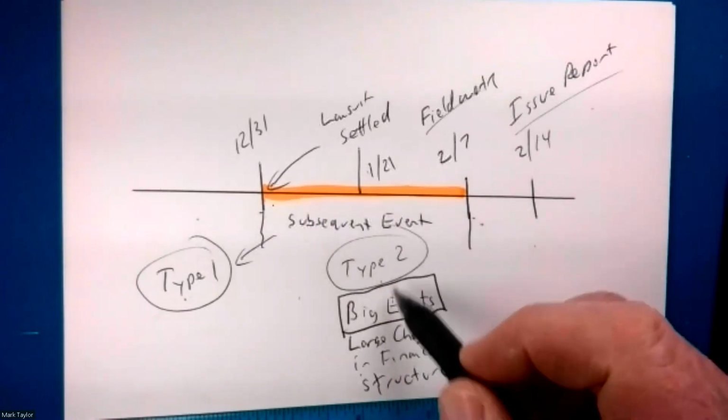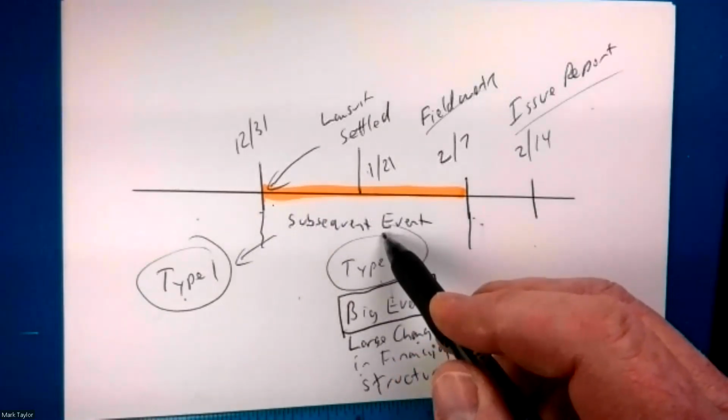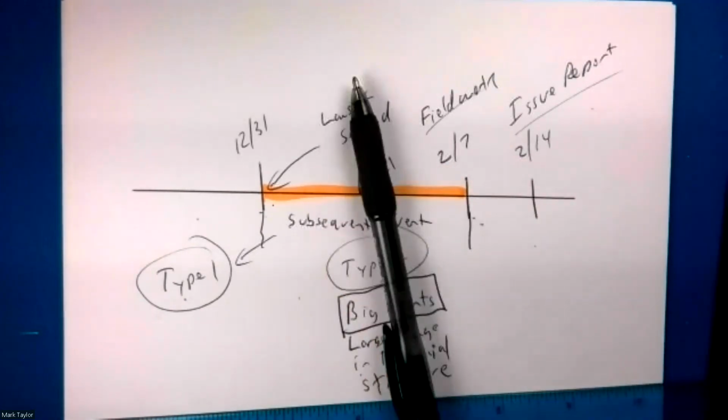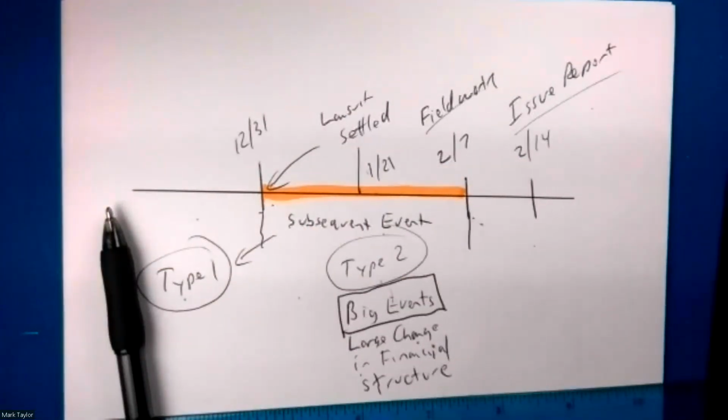Type 2 events are big things, and they generally have to change the nature of the business. What you're really telling the readers is, look, this company is different than it was in last year's financial statements. Maybe they sold off half their business. Let's say they make shoes and socks, and they got a big offer and sold out the sock business. You've got to tell the readers, look, don't be expecting any income or revenues from socks next year because it's not there.